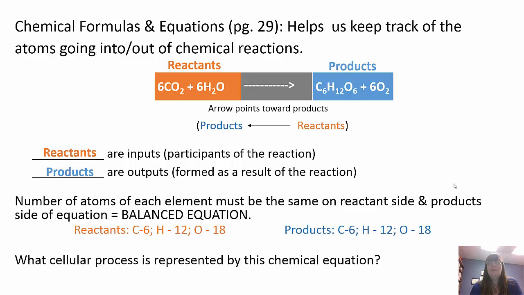Sorry, what process is represented by this? Photosynthesis.